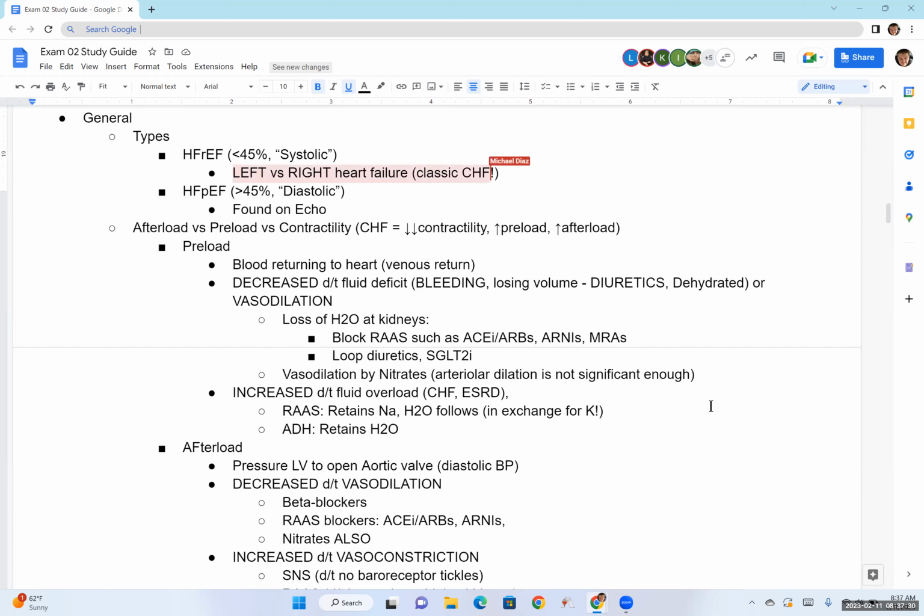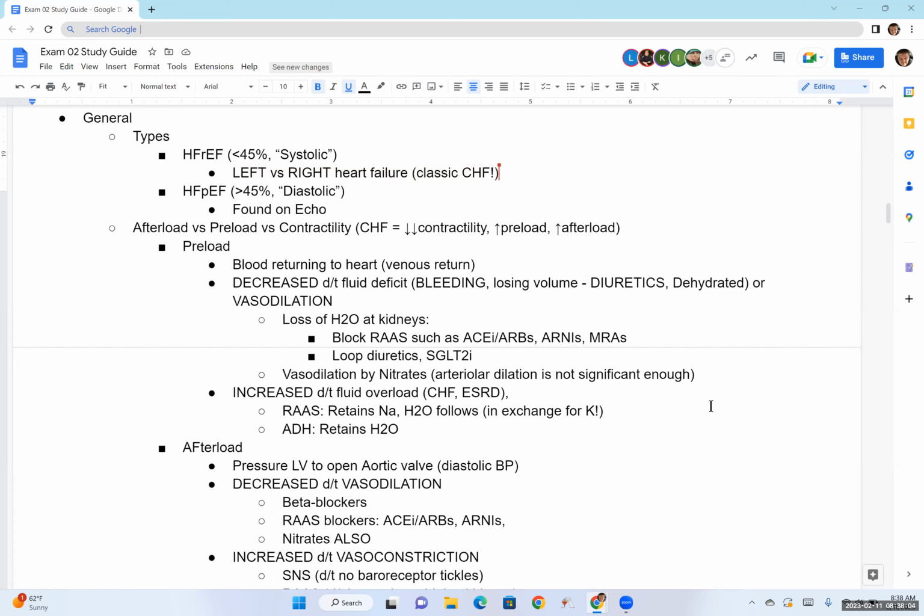So it used to be called just CHF, right? From the 1800s, they called it hydrops, which is edema, and that was CHF. It was CHF all the way up to like the 90s, and then they changed the name to systolic and diastolic CHF, and then they evolved around 2010 to HFrEF and HFpEF, which makes it super easy to learn, right? But it used to be HFrEF since the 1800s.